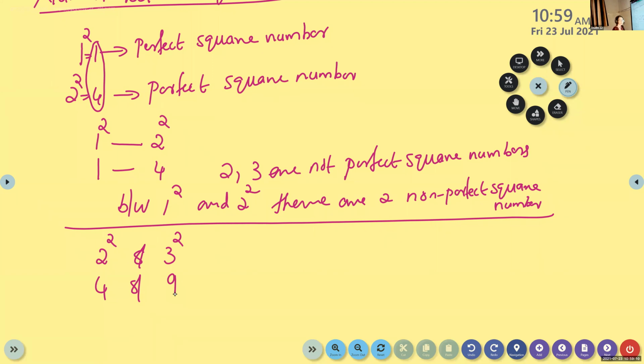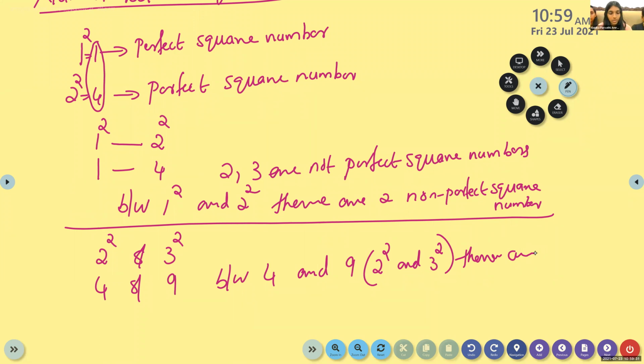How many non-perfect square numbers are there between 4 and 9? That is between 2 square and 3 square. There are 4. Which are they? 5, 6, 7, 8. Between 4 and 9, that is between 2 square and 3 square, there are 4 non-perfect square numbers.